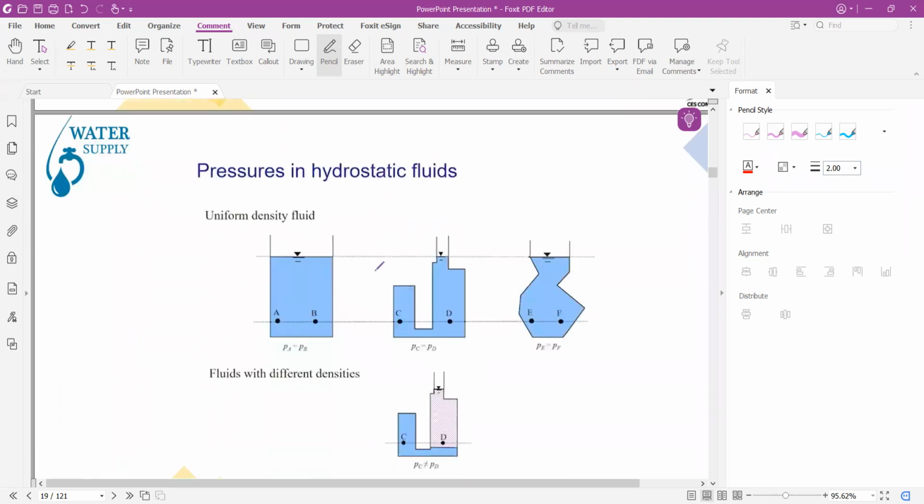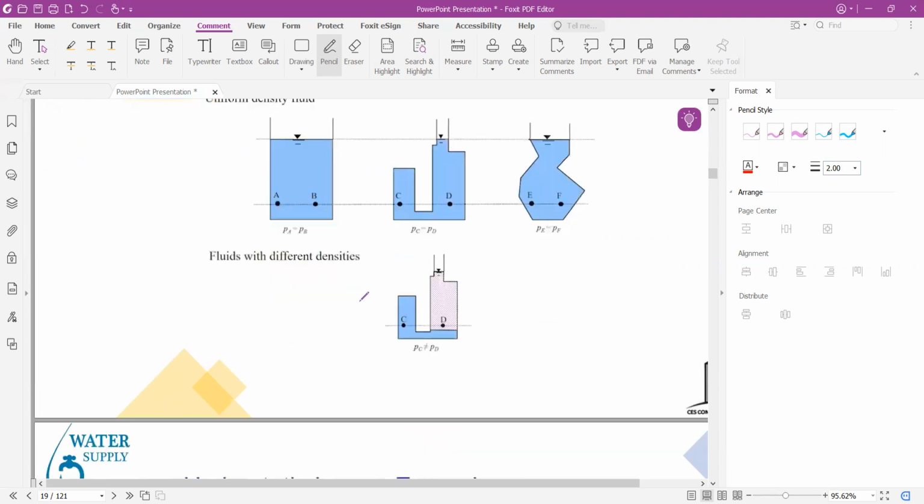Okay, consider different types of structures, just like different types of storage tanks. Points at the same elevation will have the same pressure, whether they belong to different structures. The pressure at C will be equal to the pressure at D, and similarly the pressure at E will be equal to the pressure at F. But this is for structures having the same fluid; for fluids of different densities, the pressure at C will not be equal to the pressure at D.